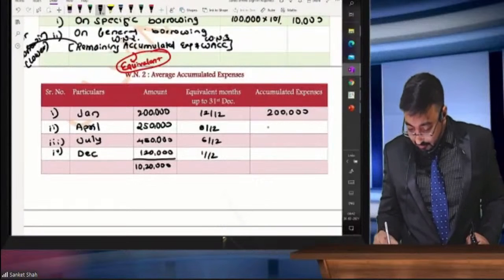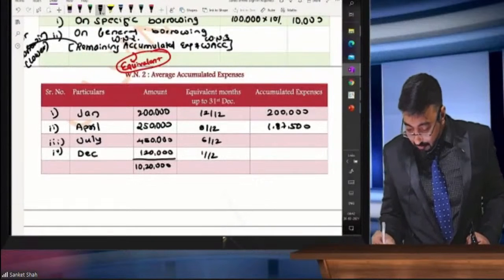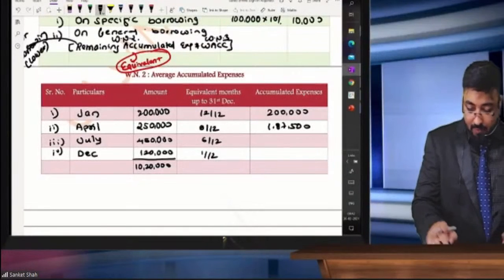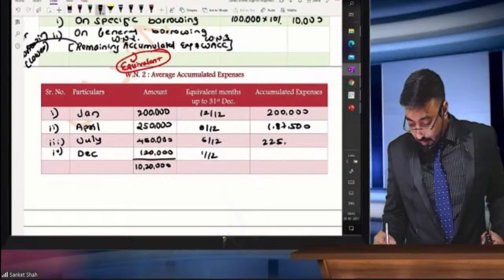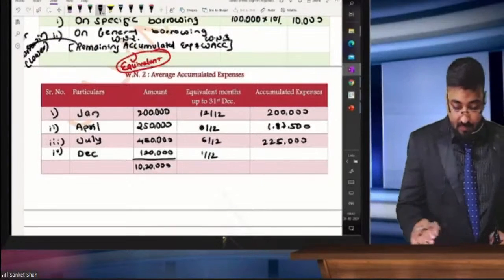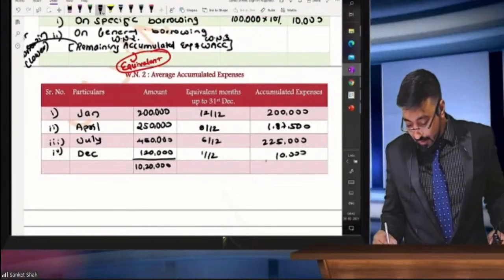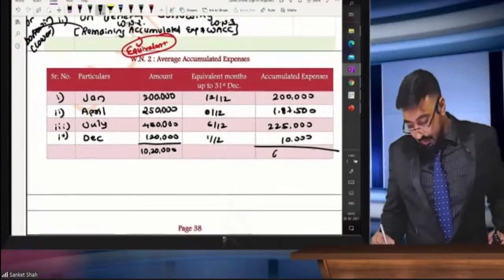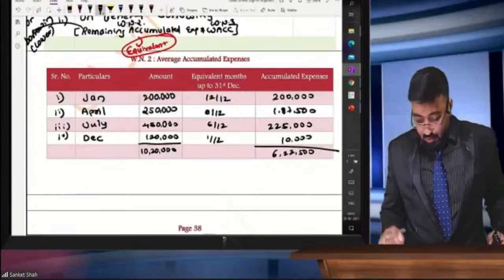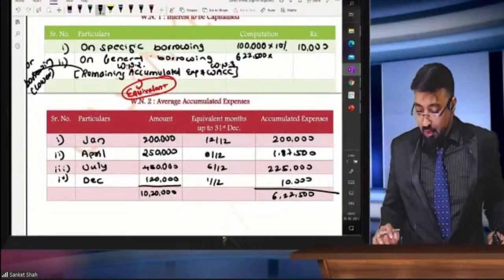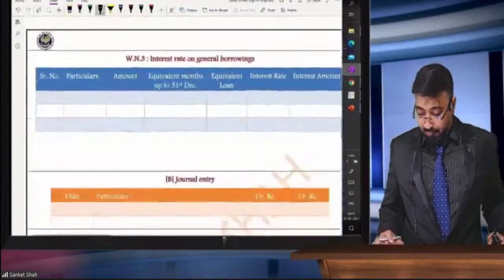187,500. Yes, I'm getting the same answer. I'm using the memory plus function. 4 lakh 50,000 divided by 2, memory plus, 2 lakh 25,000, and the last one is 1 lakh 20,000 divided by 12, memory plus, 10,000. So the final answer is memory recall, 622,500. Yes, so I'm getting 622,500. And now I want the weighted average rate.